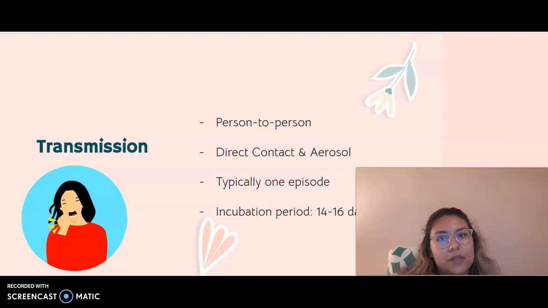Okay, let's talk about transmission. So transmission here, we can see it's person to person. There are no animal or insect hosts or carriers whatsoever. It's just a human virus. There's two ways to get the virus spread to others, and that's through direct contact or aerosol. Direct contact is if you directly touch the skin lesion and the blisters of somebody who has shingles, and that can give you the varicella zoster virus.